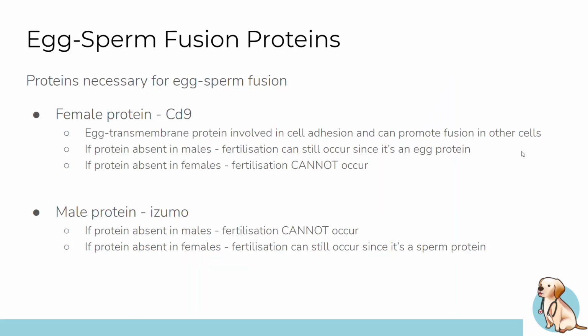Now that the sperm has penetrated the zona pellucida, it has to fuse to the egg. There are two proteins that are needed for this: CD9 for the eggs and Izumo for the sperm. Both proteins are present in everybody, but you only need your respective protein. Fertilization can occur in females if the CD9 protein is present, regardless of whether the Izumo protein is there or not. And same for males. If males have Izumo, they're good to go. Doesn't matter whether CD9 is present or not.